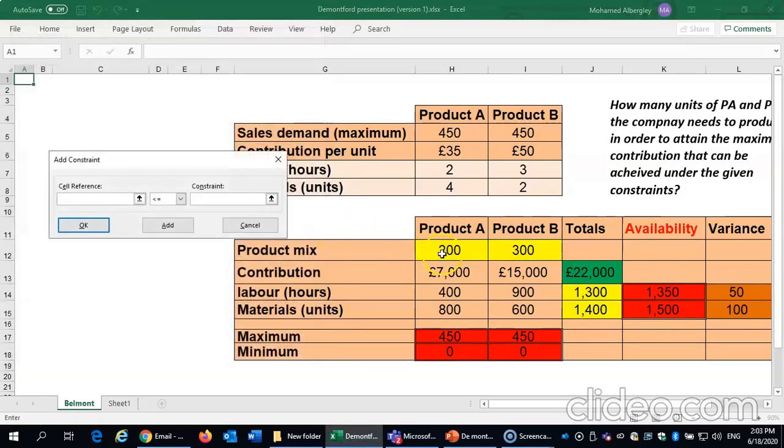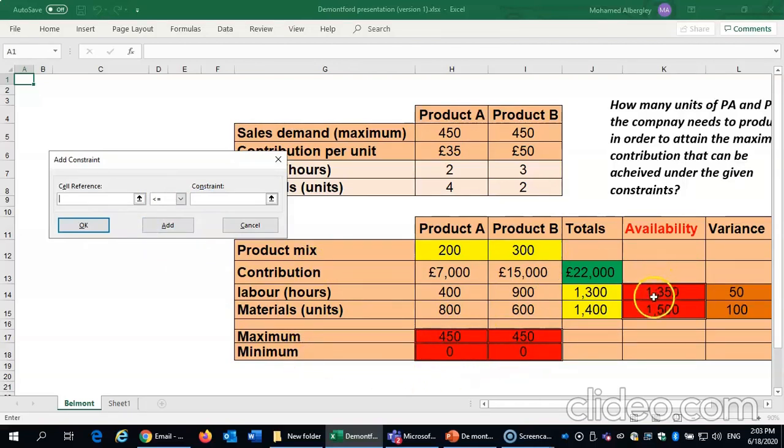The first constraint is that the amount that we need to produce from A should always be less than or equal to the maximum. Add it. And the amount that we need to produce from A should always be more than or equal to the minimum. Click the minimum. We'll do the same thing with product B. The cell should always be less than or equal to the maximum. And this should always be more than or equal to the minimum.